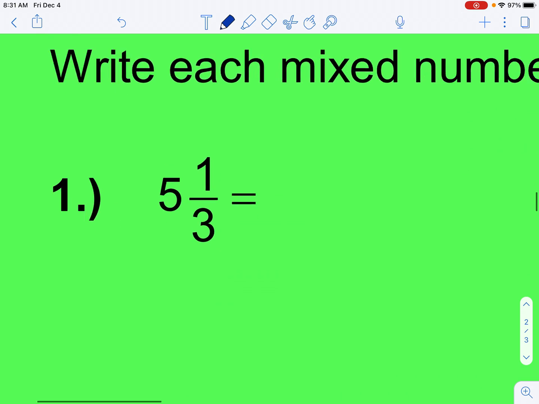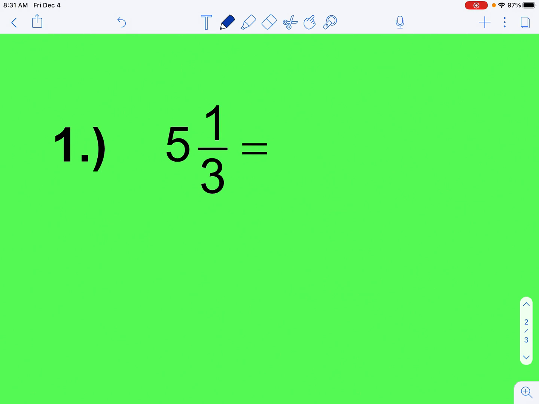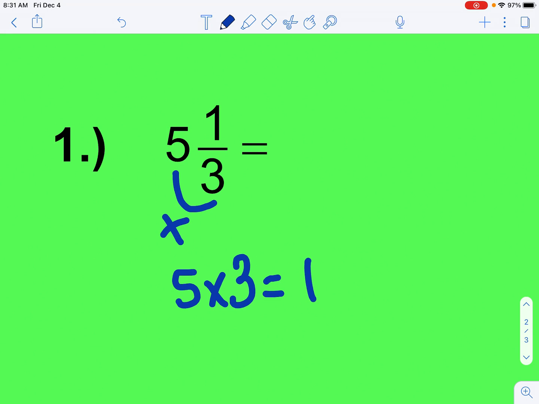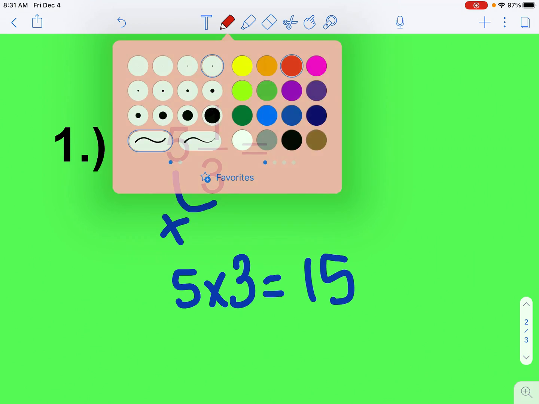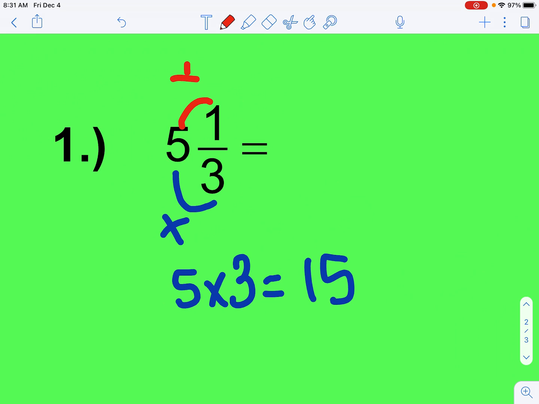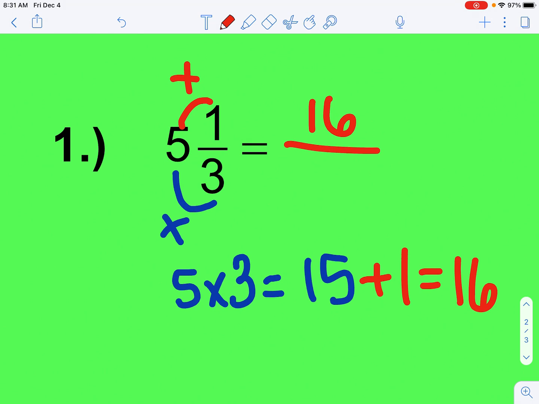Let's look at a few examples. So we have 5 and 1/3. So remember, we multiply 5 times 3, which gives us 15. But we're not done, because then I need to add whatever I have in my numerator. So 15 plus 1 gives us 16. So our numerator is 16. What is our denominator? Yeah, it just stays exactly the same. Our denominator is just 3.